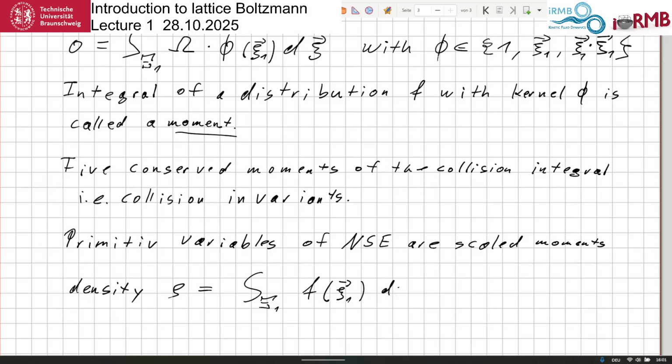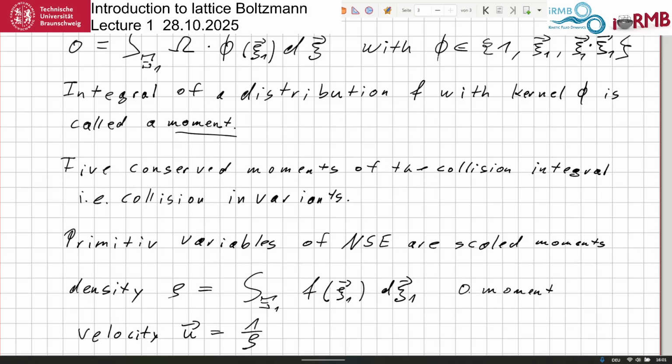We call this the density if we just integrate over the entire distribution function, and this we call the zero order moment, the zero moment, because we have the velocity to the power of 0. The first is when we have the velocity to the power of 1, and then we end up with the velocity, but as I said, there's something scaled here. So we have to divide by the density.